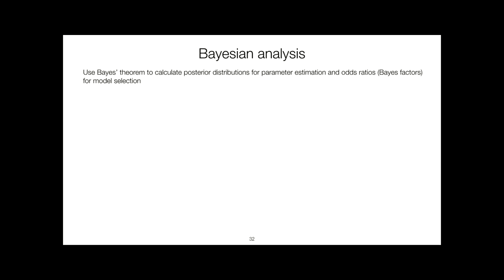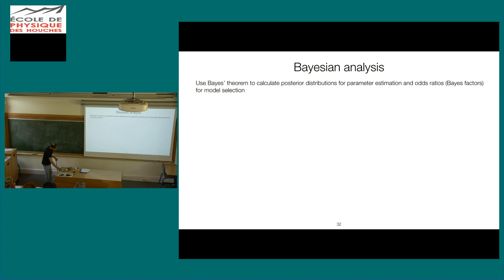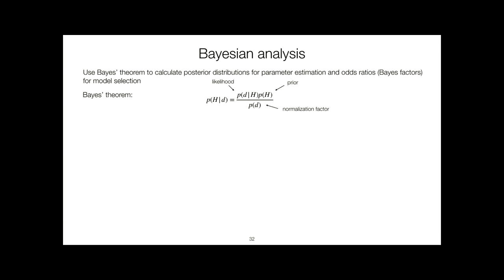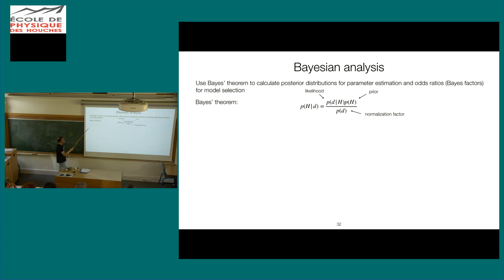Okay, so from a Bayesian point of view, we use Bayes' theorem to calculate posterior distributions for parameter estimation, and then we calculate odds ratios or Bayes factors to do model selection, to choose one model over another. This is something that John Veitch wrote down, Bayes' theorem, relating the likelihood function here, the prior probability distribution, and then the posterior distribution for the hypothesis given the data.